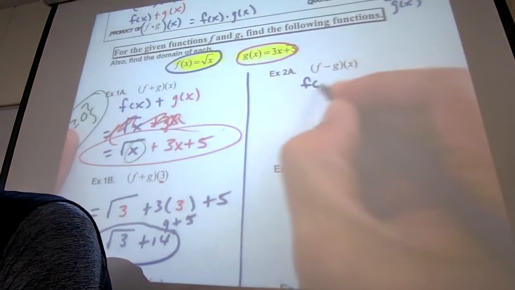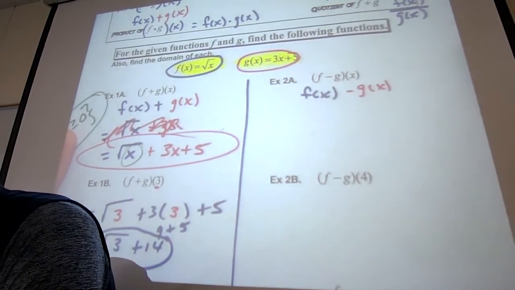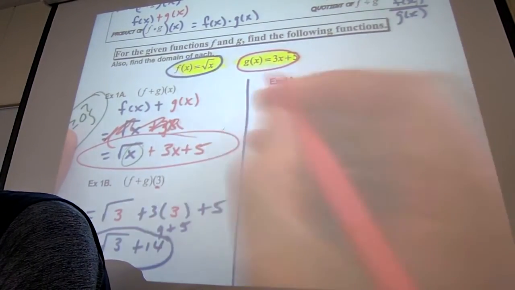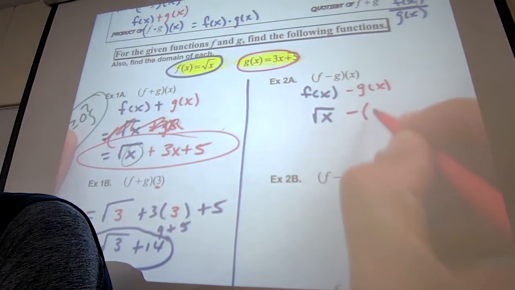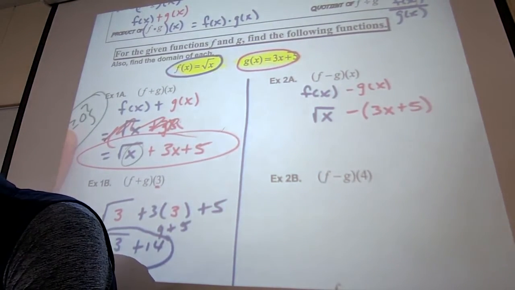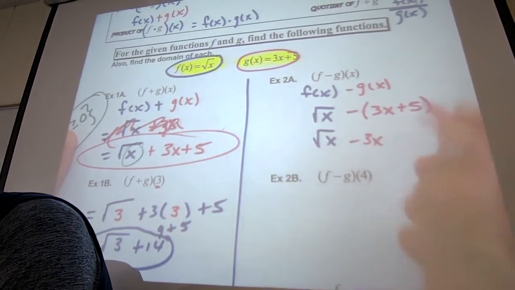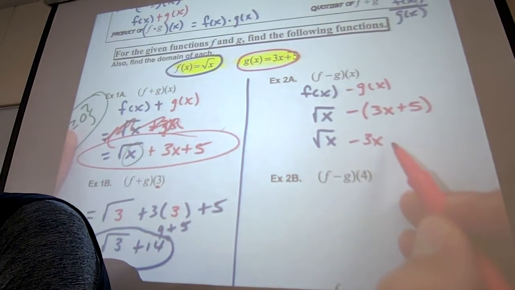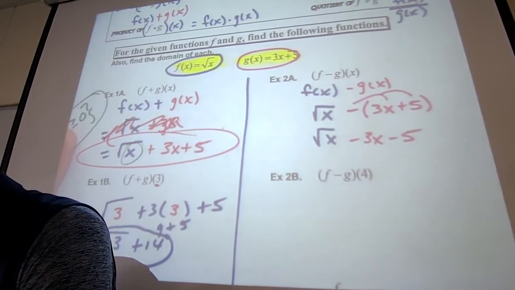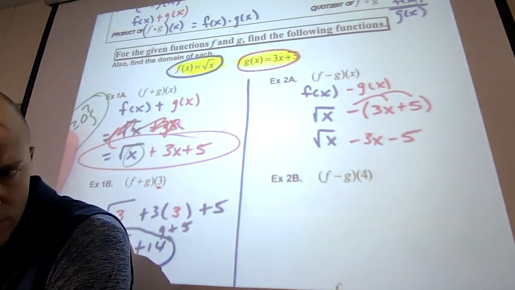Well, again, all we're doing is we're taking f of x and we're going to subtract g of x. Well, f of x is the square root of x from this guy. And g of x is 3x plus 5. So I want to subtract the whole thing. Now where people get mixed up is they will subtract the 3x, but they forget to subtract the 5. You have to distribute the negative to both terms. Or if you have 3 or 4 terms, you have to distribute the negative to everything. So you're subtracting both of them.